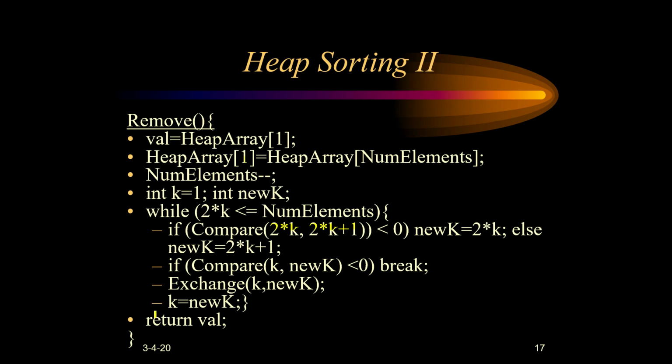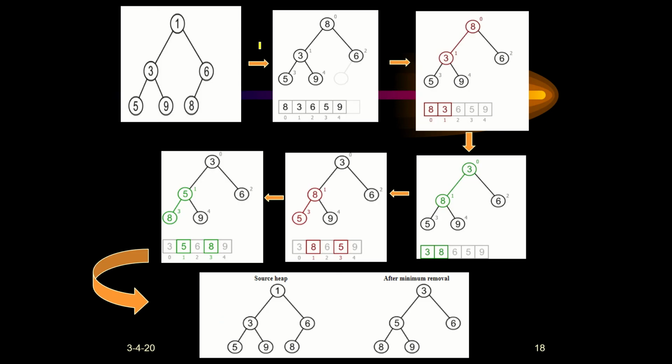So this condition keeps going until the tree is sorted. Okay, and the value is returned. Value in the sense it is the min value that was removed. So this value holds the min which has been removed, and now that value will be returned. So this is how it works.